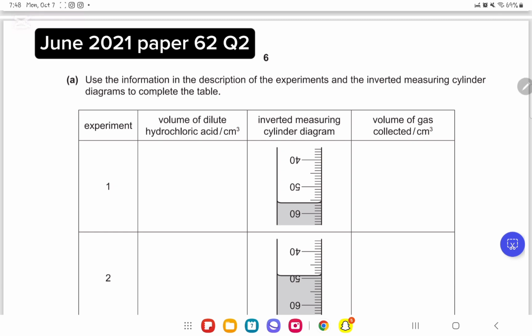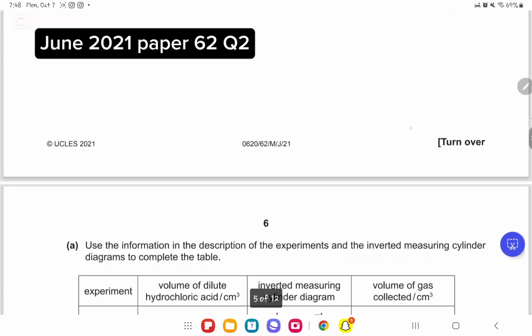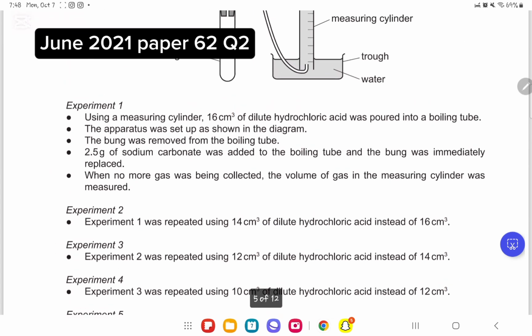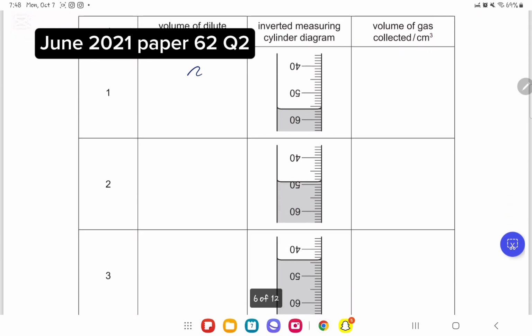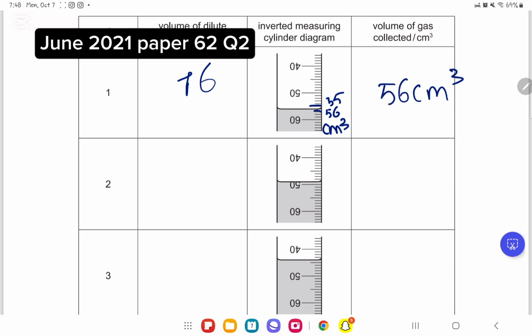So in experiment 1, they need the volume of hydrochloric acid in centimeter cubed used. So we're going to go back up. We're going to see in experiment 1 they used 16 centimeter cubed of hydrochloric acid. So the answer for the first one is 16. Now the volume of gas collected, we're going to look here. If you see, it is approximately between. It's not 55 because this is 55, so we will say that it's 56 centimeter cubed. So the volume of gas collected was 56 centimeter cubed for experiment 1.